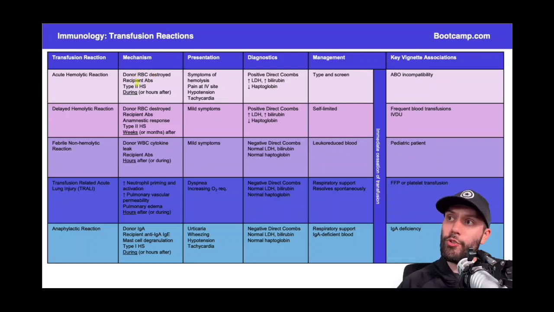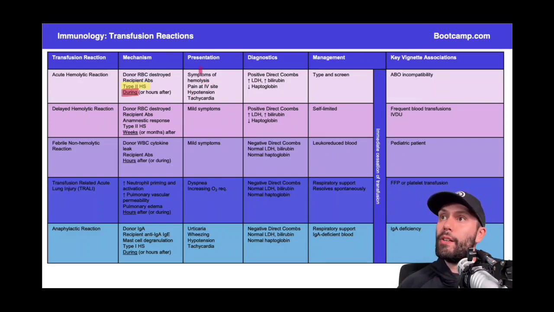And again, this is going to be a type 2 hypersensitivity. Classically it's going to be happening during the transfusion. It's going to kind of make this stand out. You can see there's really only one other classic presentation that happens during the transfusion. Again, symptoms of hemolysis are going to be present. Things like jaundice, scleral icterus, pain at the IV site, right? Hypotension, tachycardia are all going to be very classic.